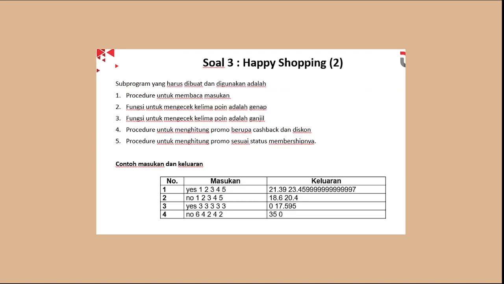As you can see here, we should create 5 subprograms. The first one is to read the input. The second one is to check whether the customer points are all even. The third one is a function to check whether all the customer's points are all odd. And then the fourth one is to calculate the cashback and the discount of a customer. And then the last one is a procedure to calculate the promo and to check whether it's a member or not.